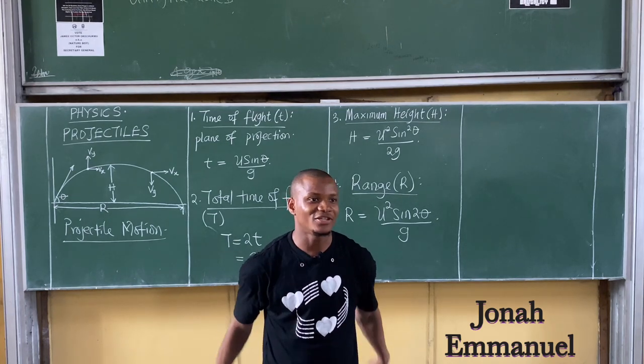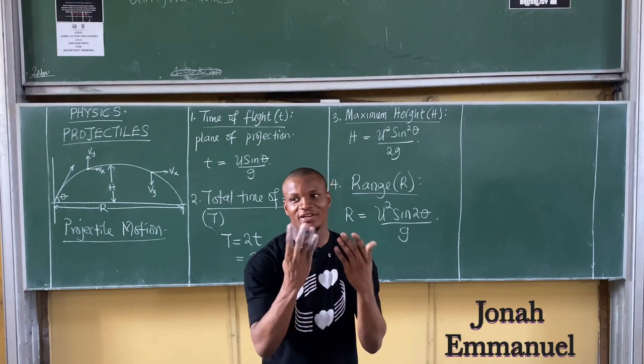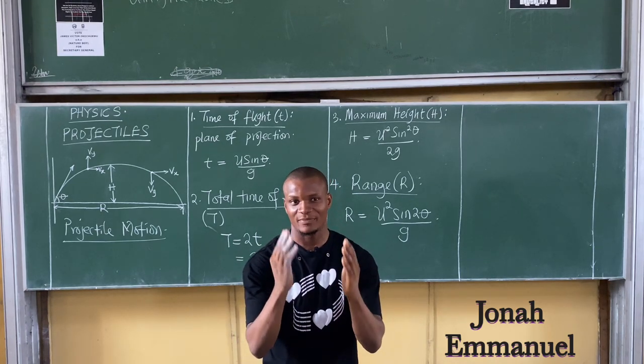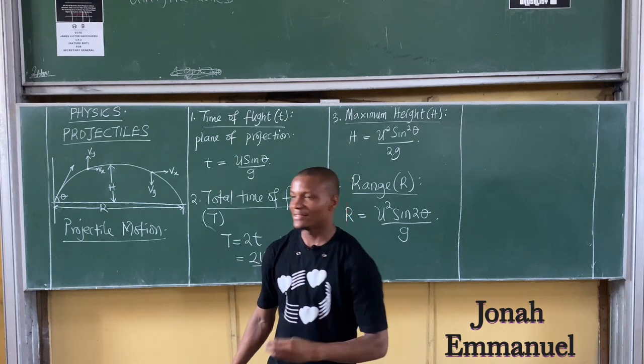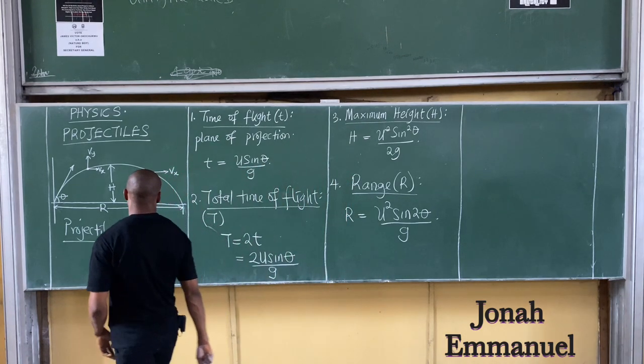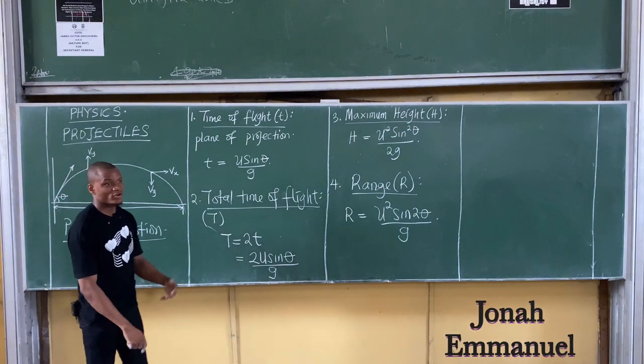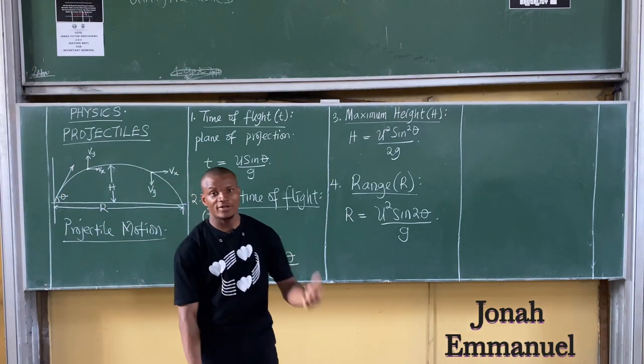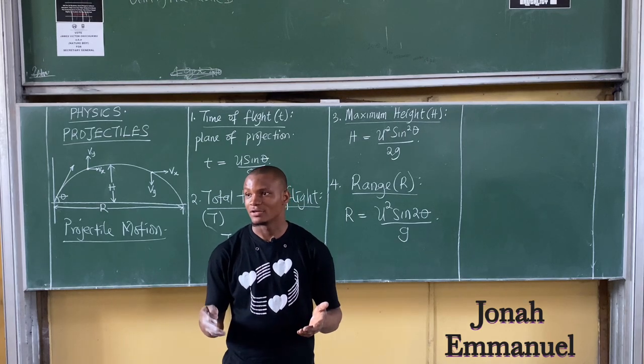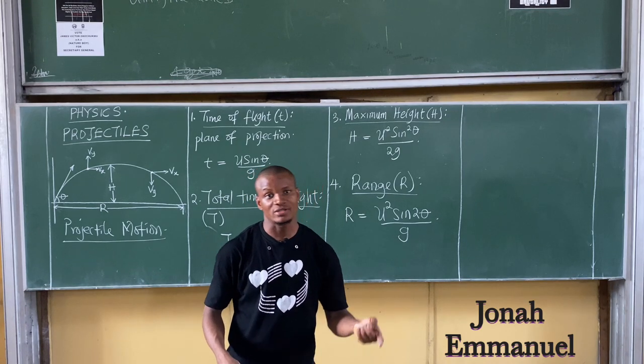Alright, that's definition for definition's sake. Let's now explain them a bit. Case 1, we have what is called time of flight. What is time of flight? Simply the total time a projectile takes from the plane of projection towards maximum height.